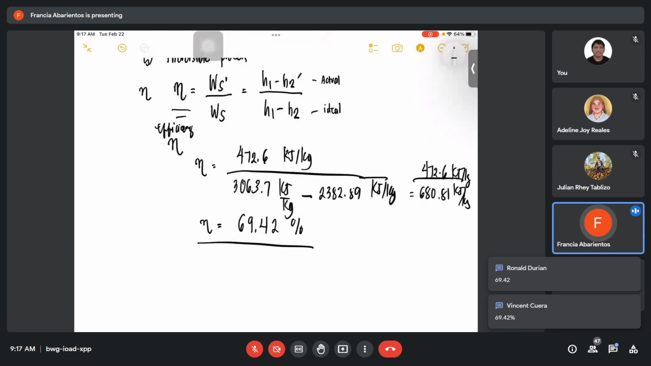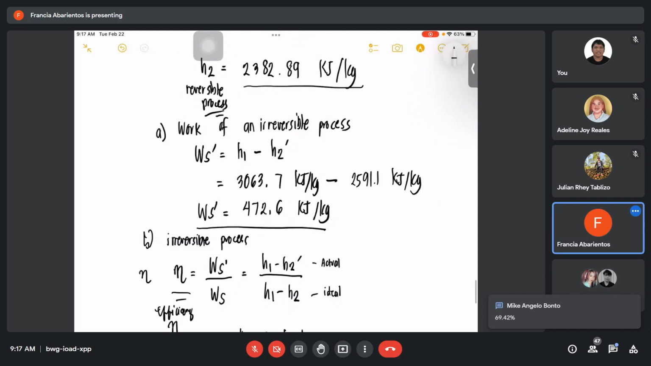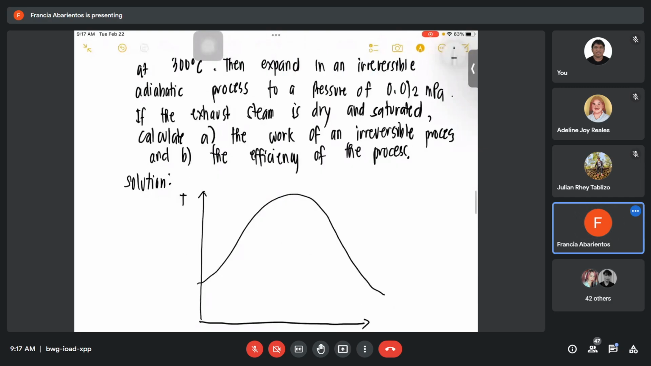Okay. So nakuha na natin yon, but babalikan natin si TS diagram natin. Since from point 1 sa TS natin, class, this is your pressure line. Ay, mali man. Ayan. This is pressure 1 and the pressure at point 2. Ganito yung straight line. Okay. This is pressure 1 and this is the pressure 2.